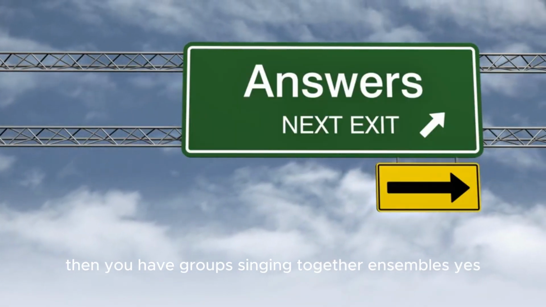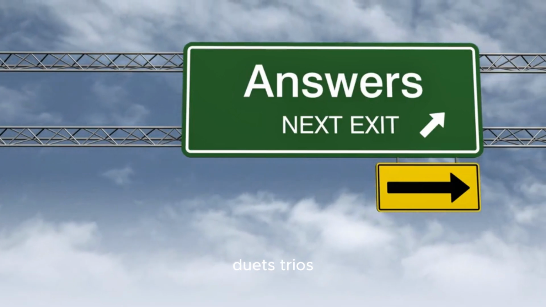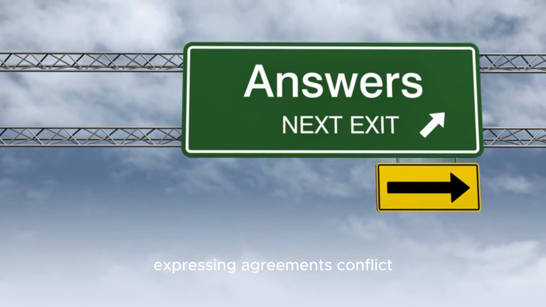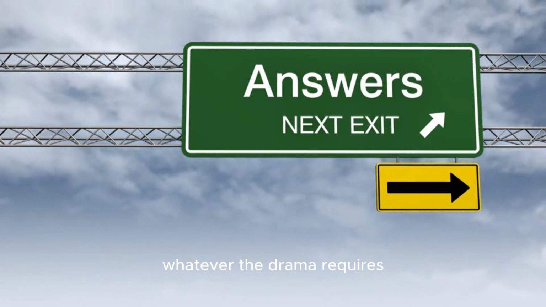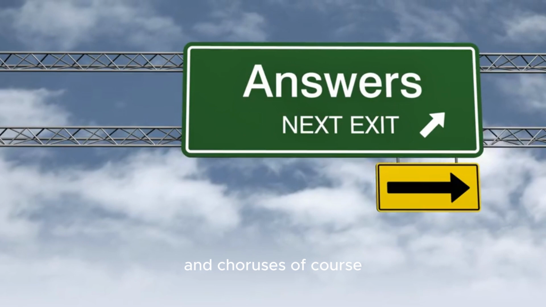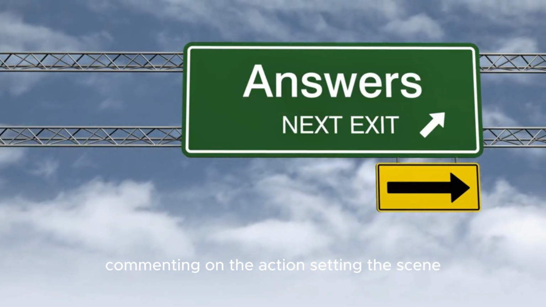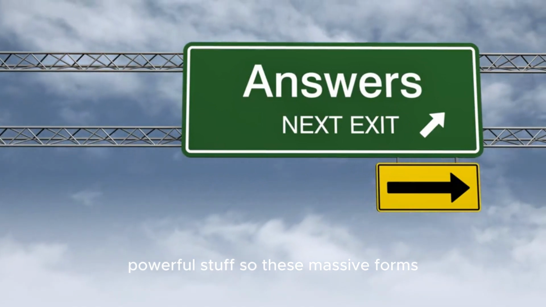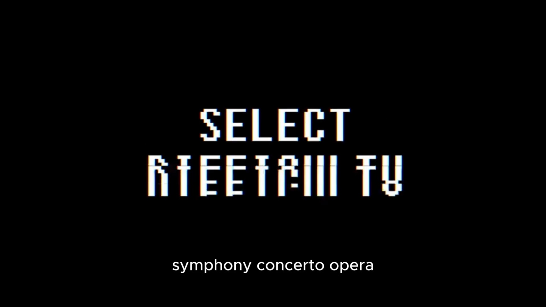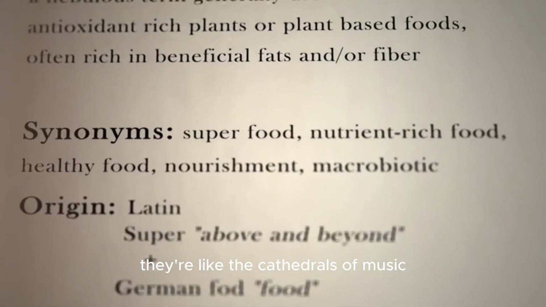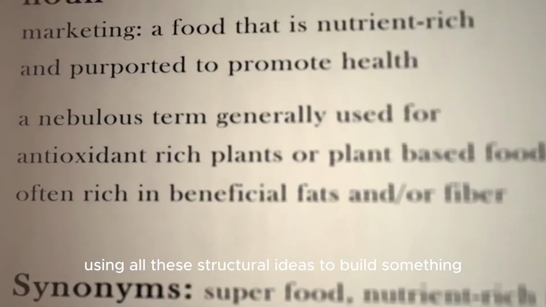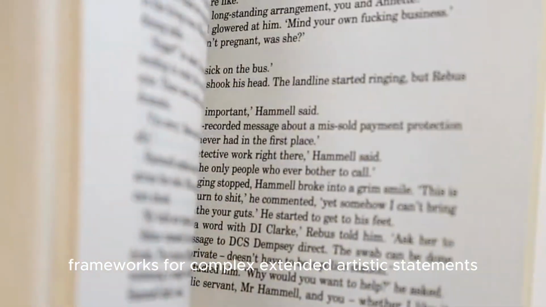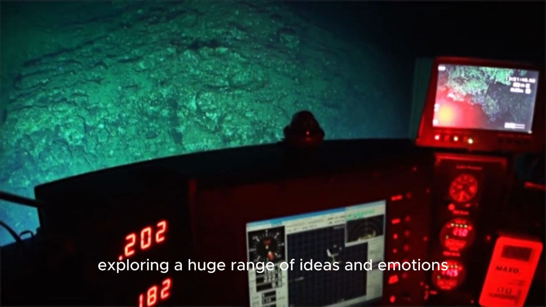Then you have groups singing together. Ensembles, yes. Duets, trios, quartets, where characters interact musically, expressing agreements, conflict, whatever the drama requires. And choruses, of course. Big groups representing the crowd, commenting on the action, setting the scene. Powerful stuff. So these massive forms, symphony, concerto, opera, they're like the cathedrals of music, using all these structural ideas to build something grand. That's a good analogy. Frameworks for complex, extended artistic statements exploring a huge range of ideas and emotions.